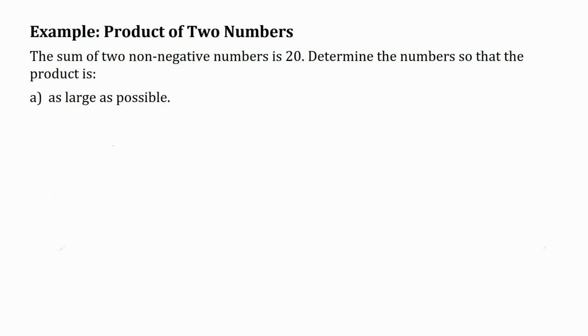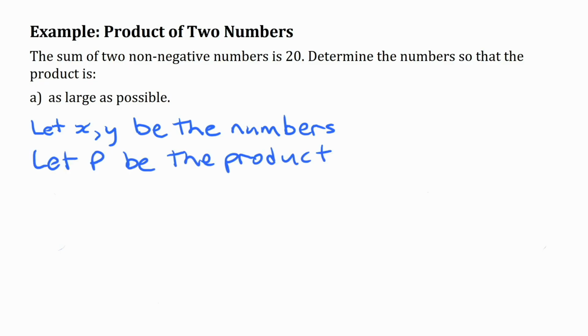So, first step after we understand what we're looking at here is to identify some variables. And as said, there are two numbers, so what I'm going to do is just call those x and y. X and y are going to be the numbers. And it does talk about the product being as large as possible, so I am going to use P for product.